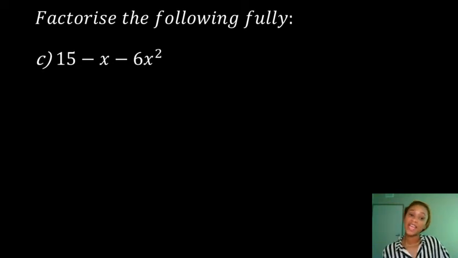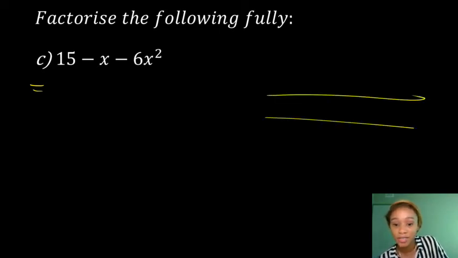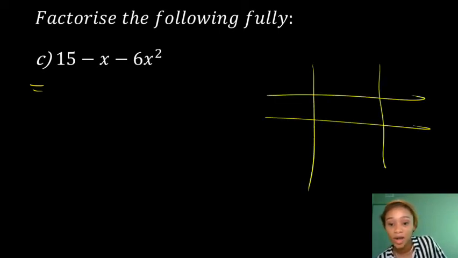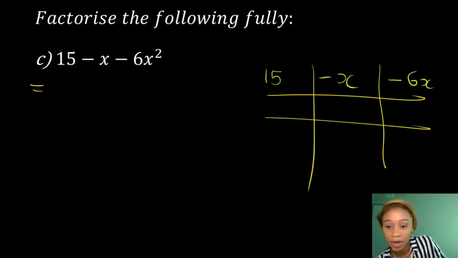Okay, guys, let's look at the third question. Here, I can also see there is no highest common factor, so I'm just going to go ahead and factorize this, right? So I'll write it properly. I have 15, negative x, and then minus 6x squared. Right, then I think of the factors of 15. So I have 1 times 15, and 3 times 5. So I'm going to write the simplest one, 5 and 3.